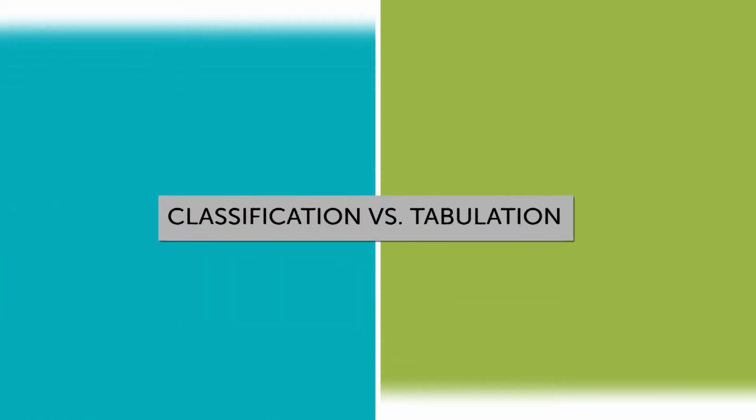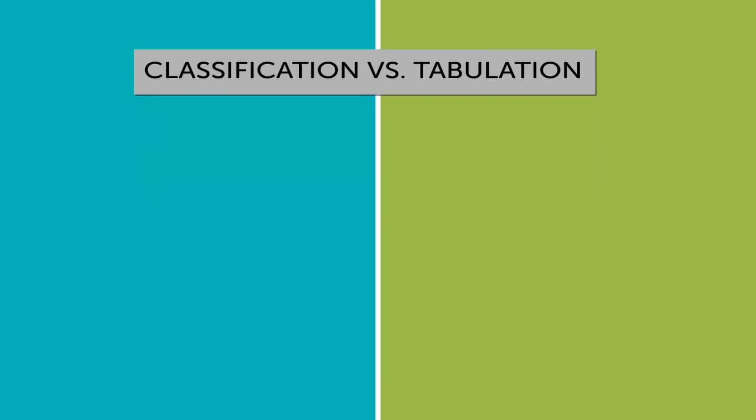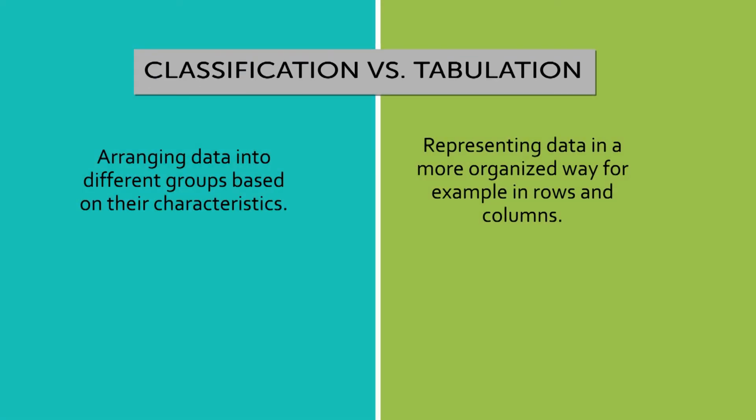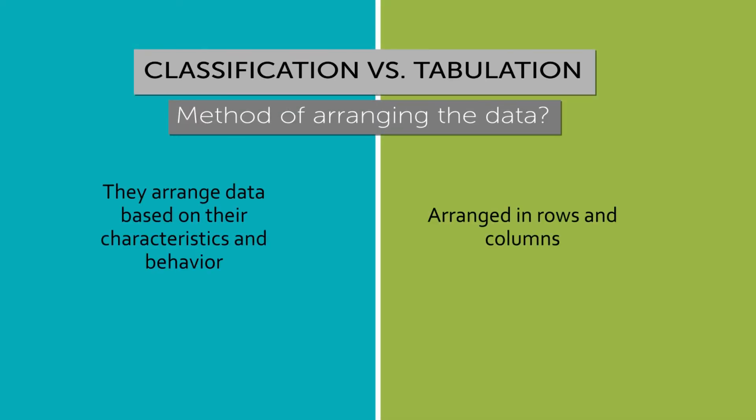There are also certain comparisons between classification and tabulation. Classification is about arranging the data into different groups based on their characteristics, whereas tabulation is about representing the data in a more organized way, for example in rows and columns. It takes place after the data has been collected and happens after the classification. Tabulation is something which can be done after we have classified, and the methods arrange data based on their characteristics and behavior in rows and columns, which we have already talked about. The best example is the spreadsheet.